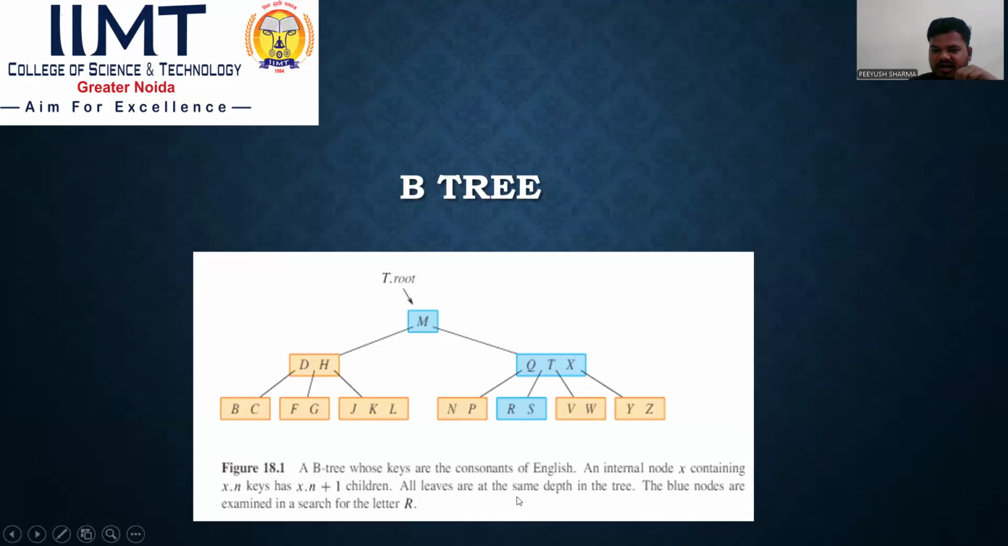All leaves are at the same depth. We can see their depth here: m's depth is 0, then 1 and 2. All leaves, all paths should be of the same height. We can clearly see that here.